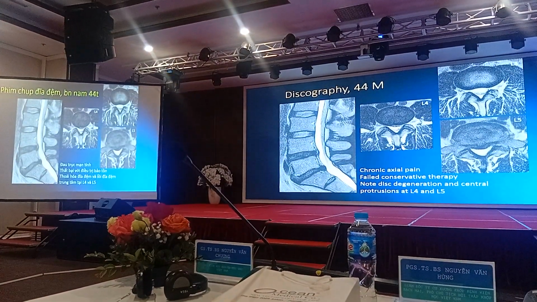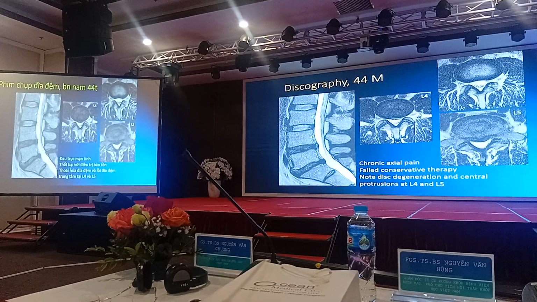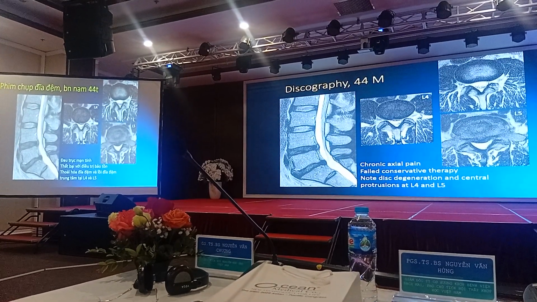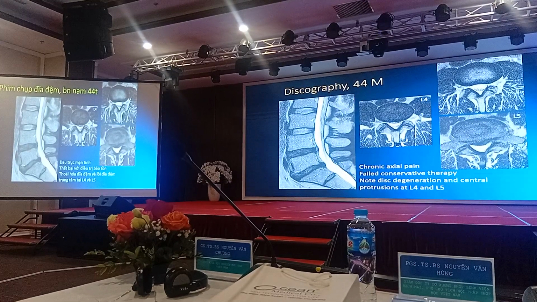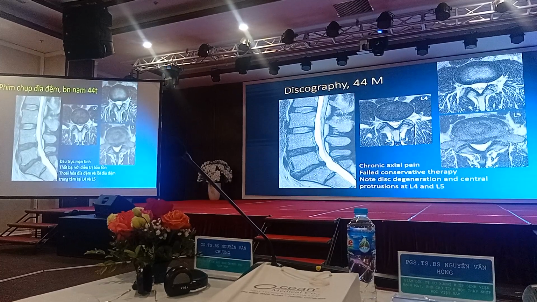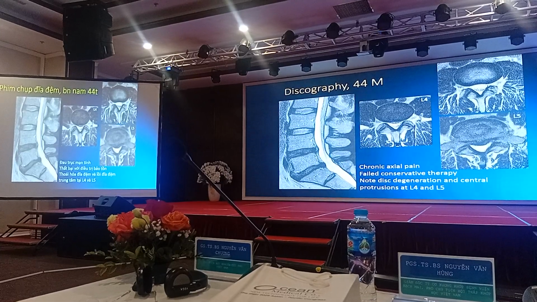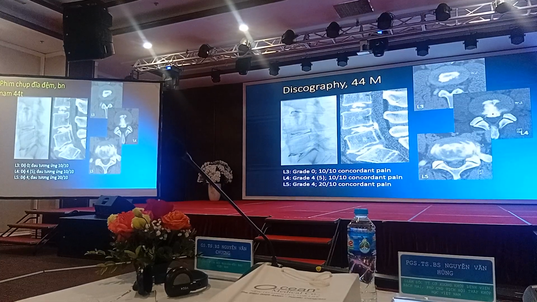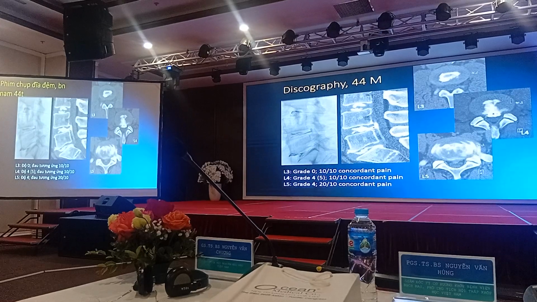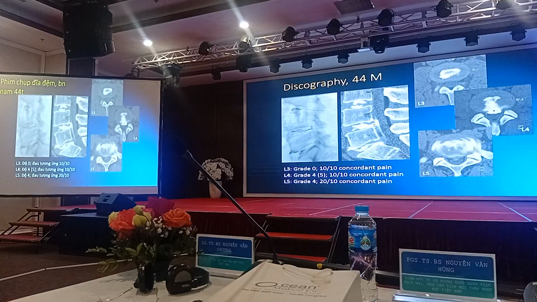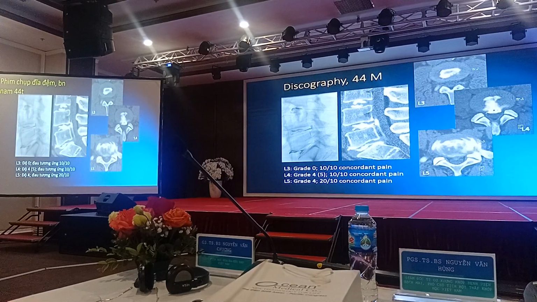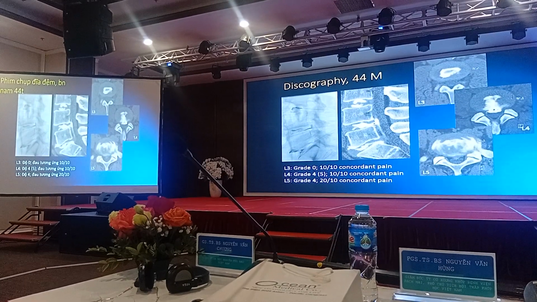Here's another patient who had chronic axial pain, failed conservative therapy, and note on the MRI, we do have some loss of T2 signal and small disc herniations at L4 and L5. L3 looks completely normal on the MRI. We do the provocative discogram. This is a completely morphologically normal disc, but the patient had 10 out of 10 pain. The L4 disc has an annular fissure, so this is a grade 4 disc as well.